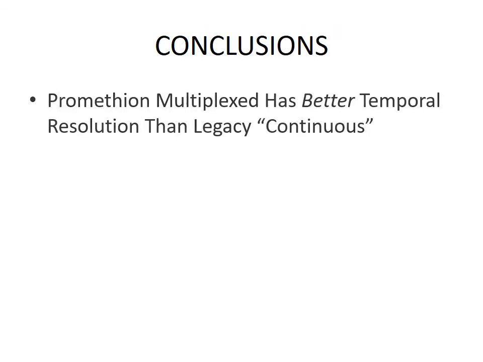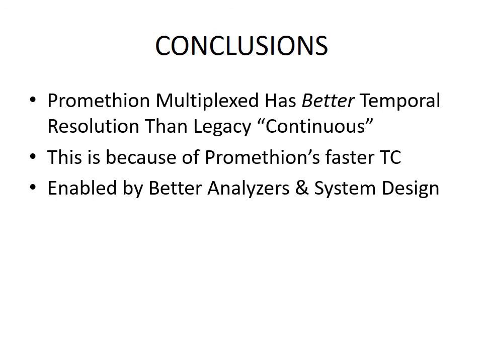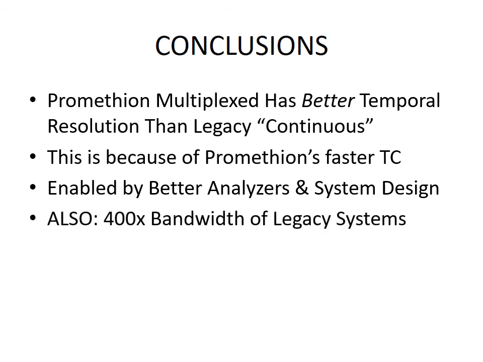So, conclusions. The Promethion multiplex system has definitely got better temporal resolution than legacy continuous systems. And this is because of Promethion's much faster time constant, which in turn is enabled by better analyzers and better system design. Now, I should mention as well, we have 400 times the bandwidth of legacy systems. We have 400 times more information being stored per second from a Promethion system than you would get from a typical legacy system.